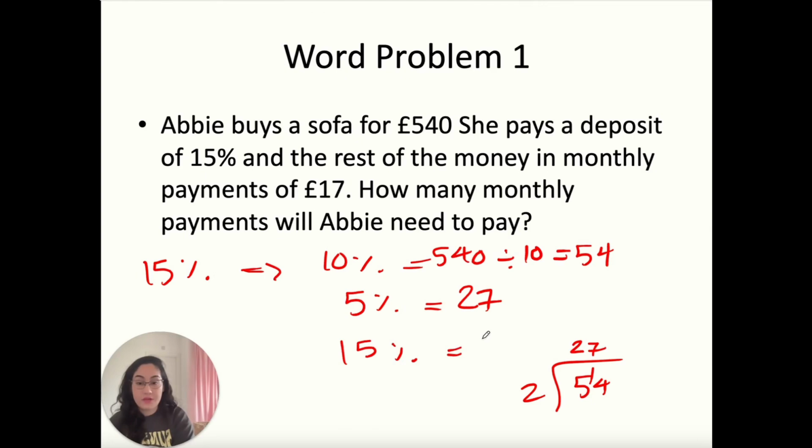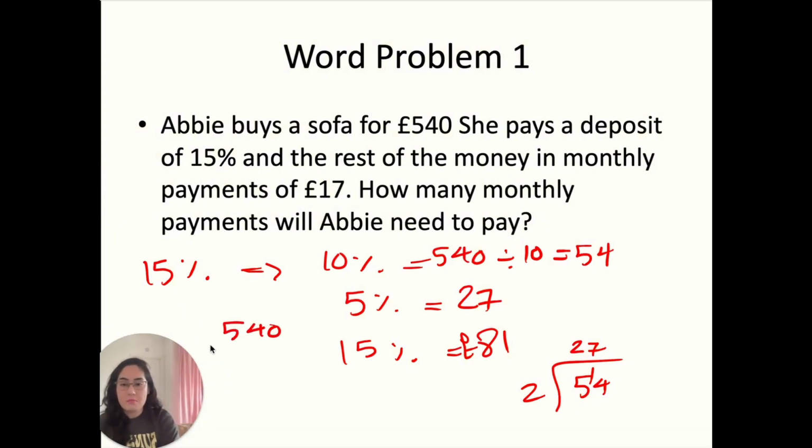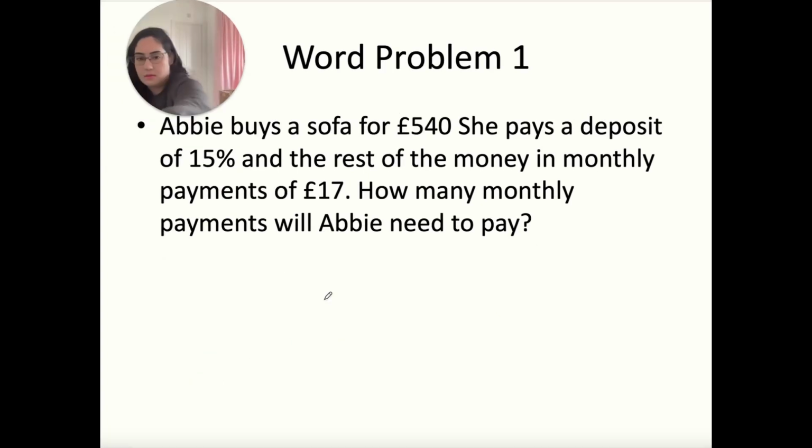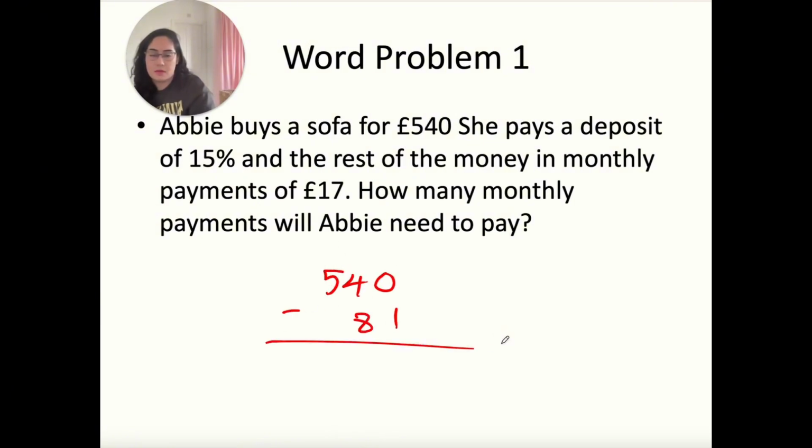So 15% is equal to 54 plus 27, which gives us £81. So the deposit she made was £81. To find out how much she had left to pay, we're going to do 540 minus the deposit, which was £81. Let's clear the page so we have more room. This is what we get.